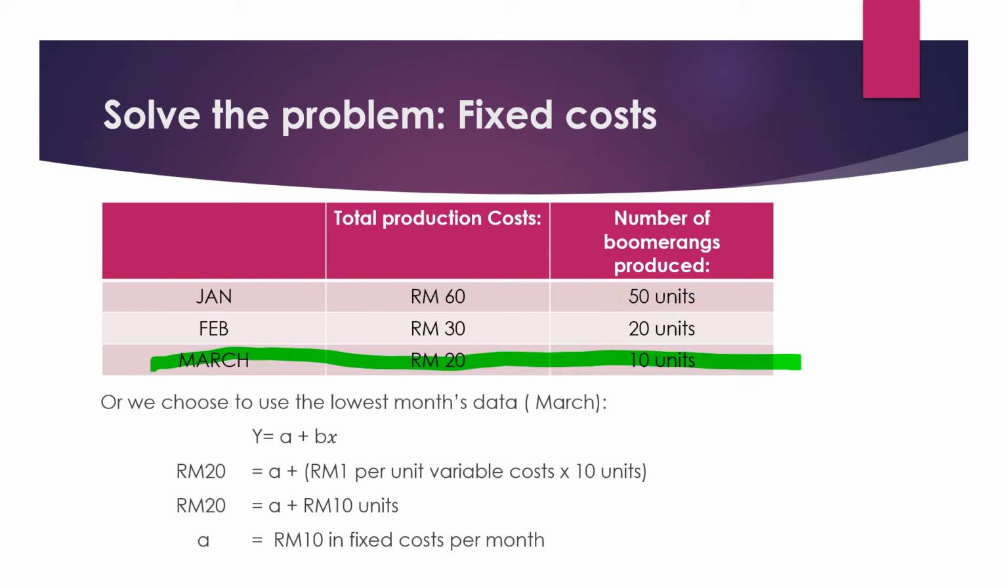If we take the lowest activity to use in this equation, so y equal to RM20 equal to a plus RM1 variable cost multiplied by 10 units, the lowest data in the number of boomerangs produced. So settle the equation and a equal to 10 ringgit in fixed cost per month.